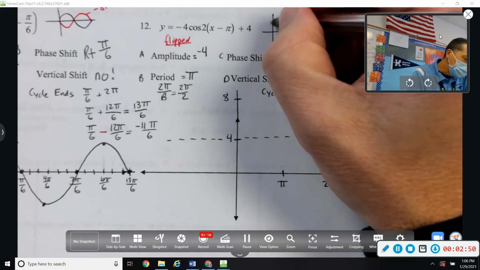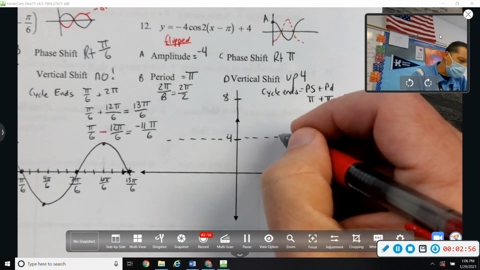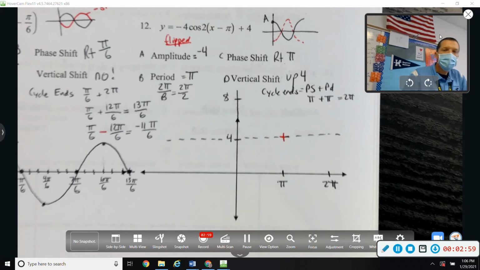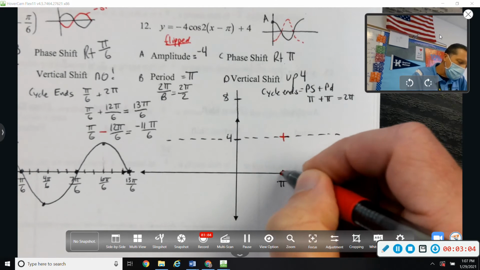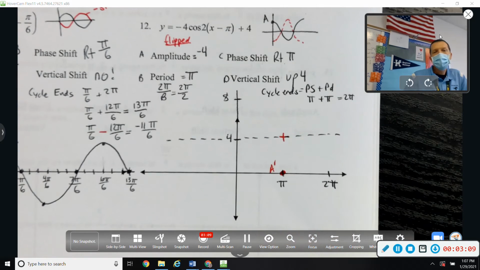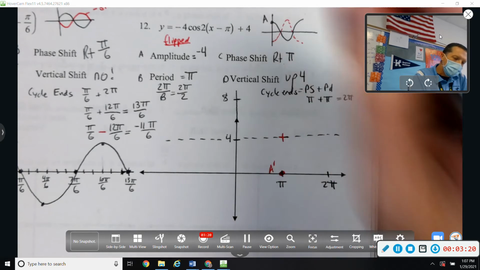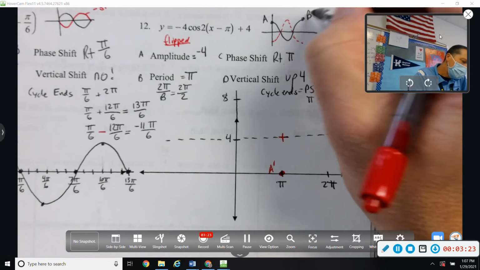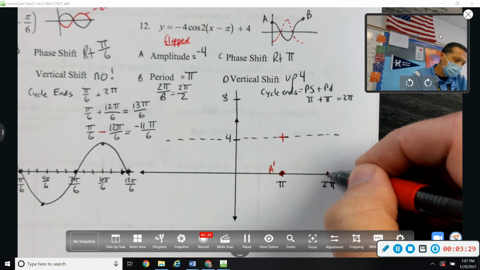All right, so normally cosine starts at a max, but we're flipped, so we're going to start at a min. My new origin is right pi, up 4, but I'm starting at a min. So I'm going to start 4 down from the 4, so I'll be starting at 0, at real 0. It's confusing to talk, too many zeros. The cycle ends over here at B at another max, except that when it's flipped, it's at a min, so it's down here.